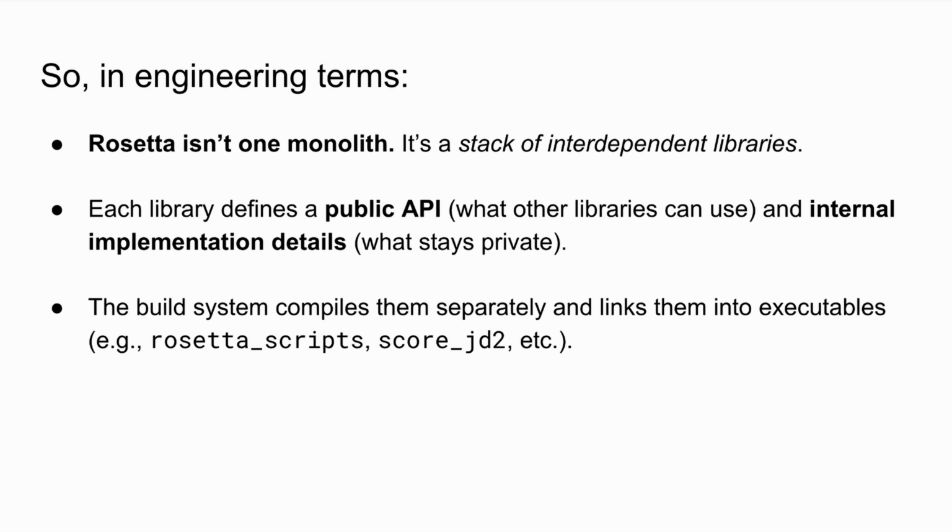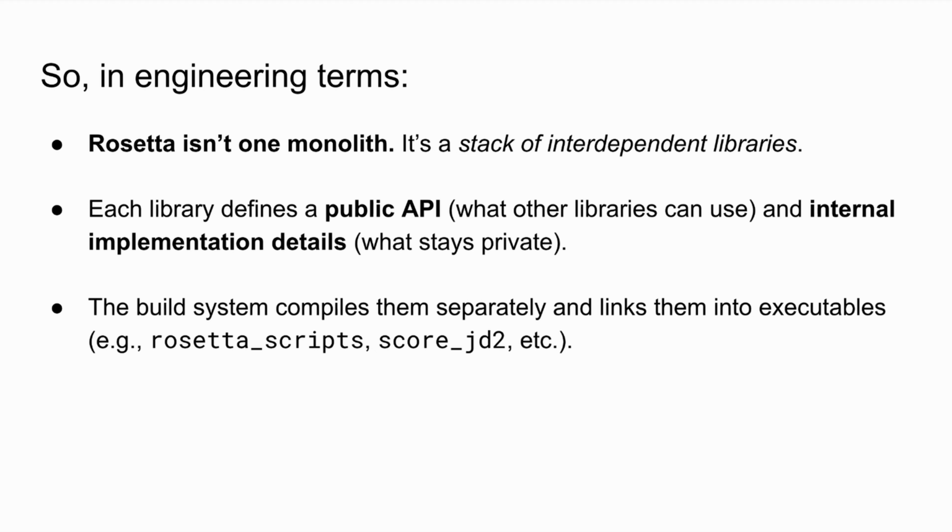Basically, what I already mentioned, Rosetta is not one monolith. It's a stack of interdependent libraries, a stack because one is compiled after the other. Each library defines the public API, so basically what other libraries can use, and then the internal implementation details, which stay private. You've seen this in the code. If you have private member variables and public variables, everything that's public is API, and everything internal is what's private and other libraries can't see.